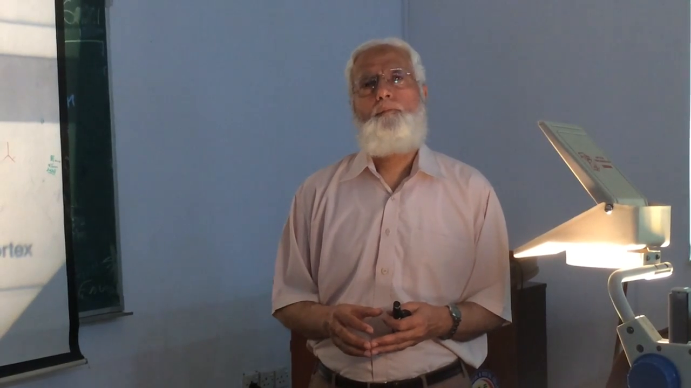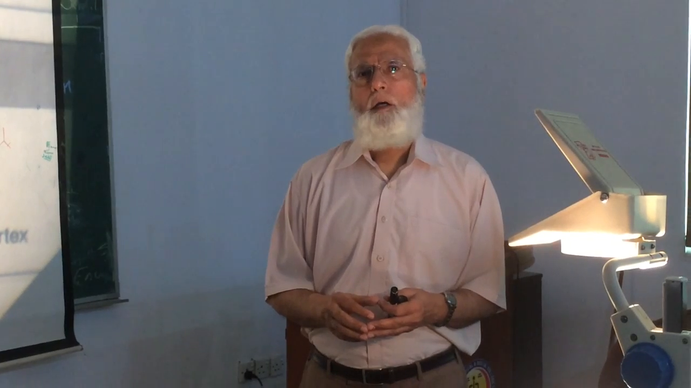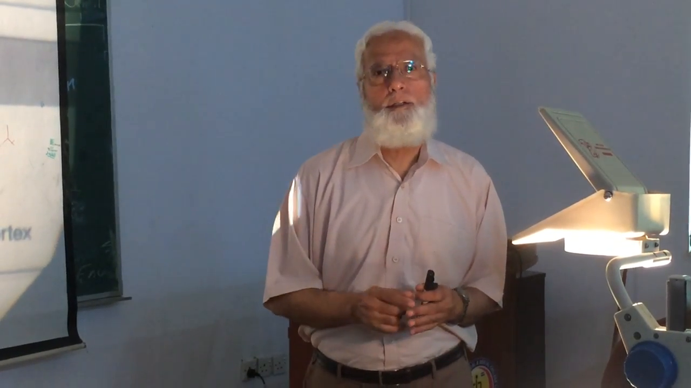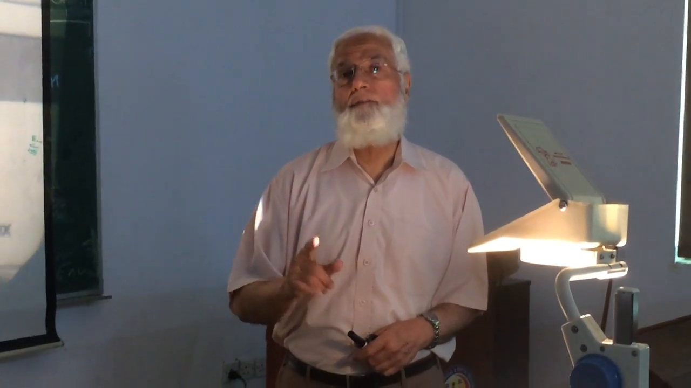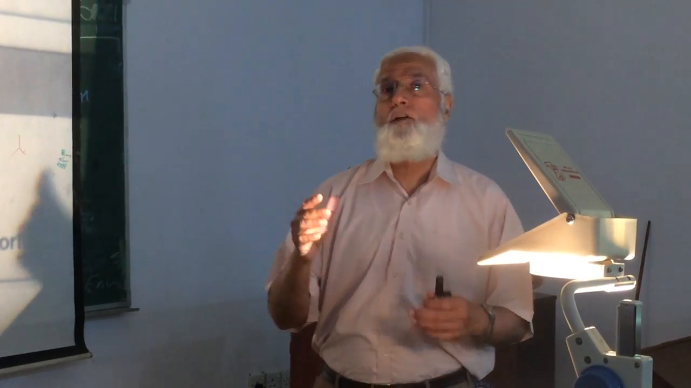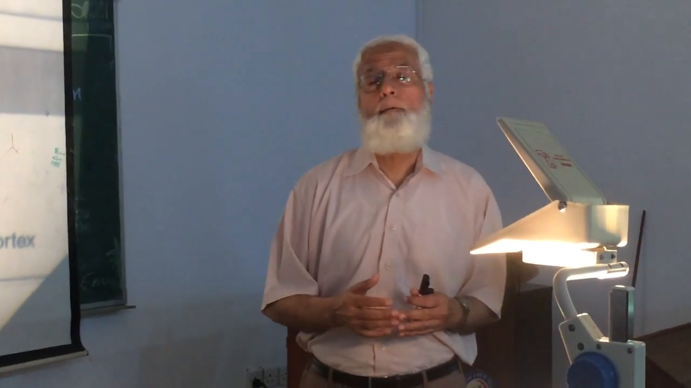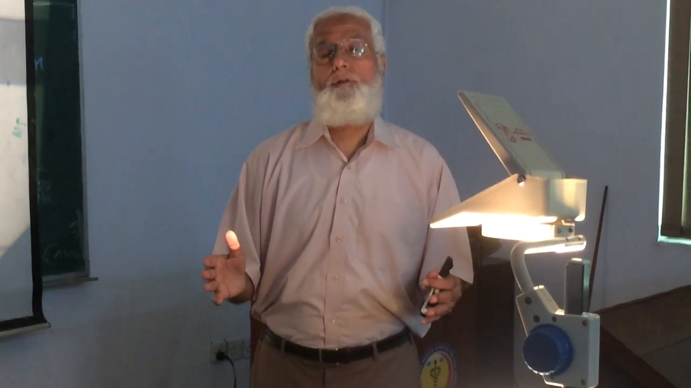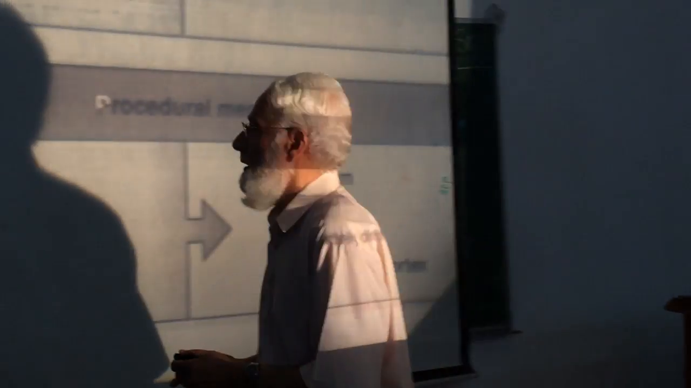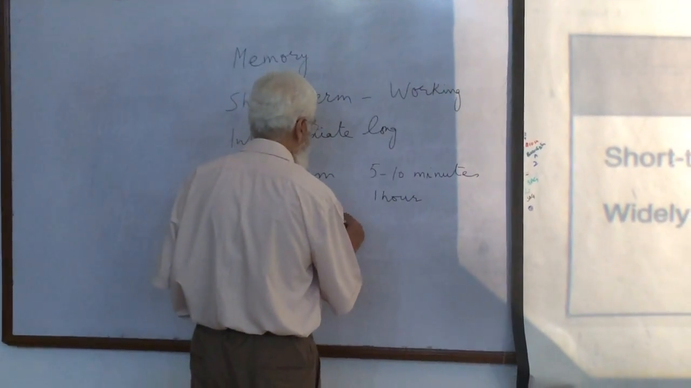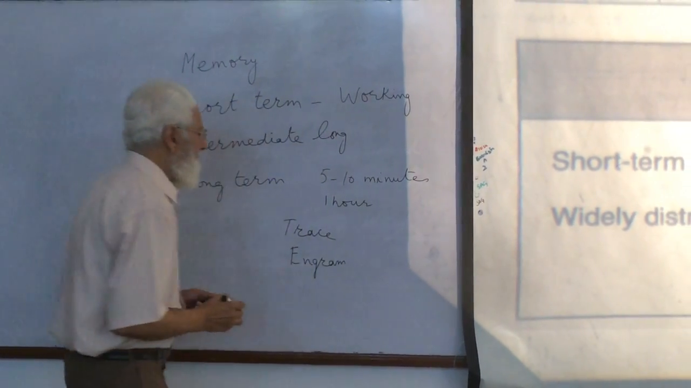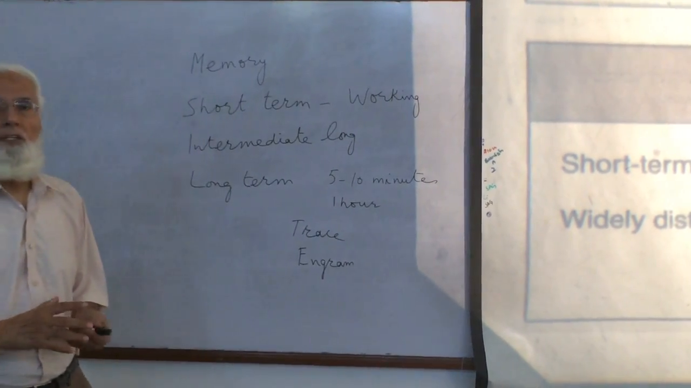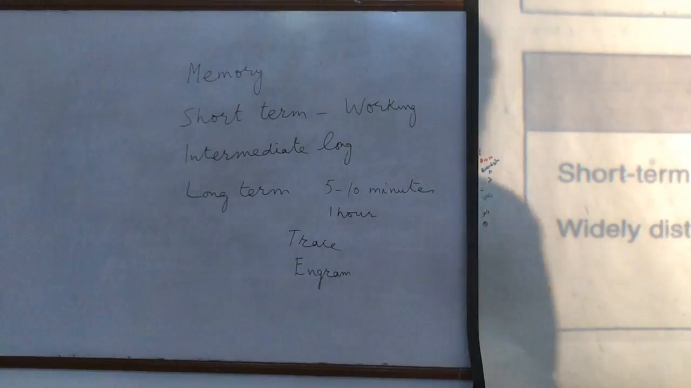So by these changes in the thought circuit, synapses become permanently facilitated. And when synapses in the thought circuit become permanently facilitated, it is called memory trace or memory engram. So memory trace or memory engram is formed when synapses in the thought circuit become permanently facilitated.